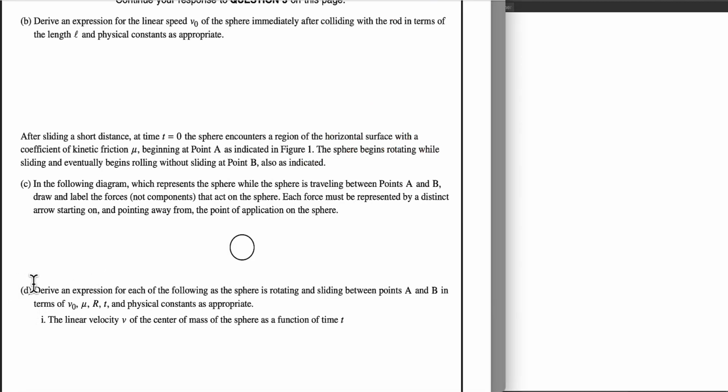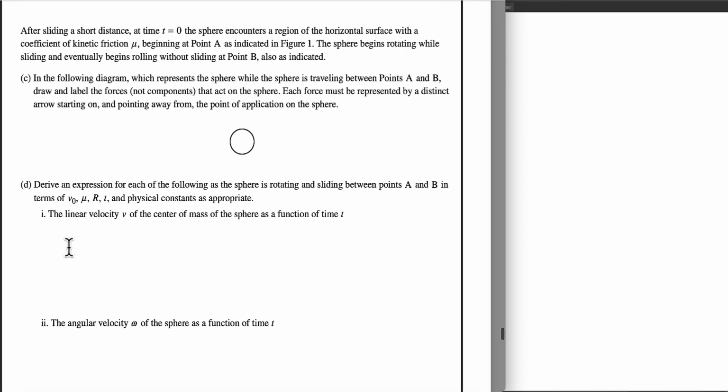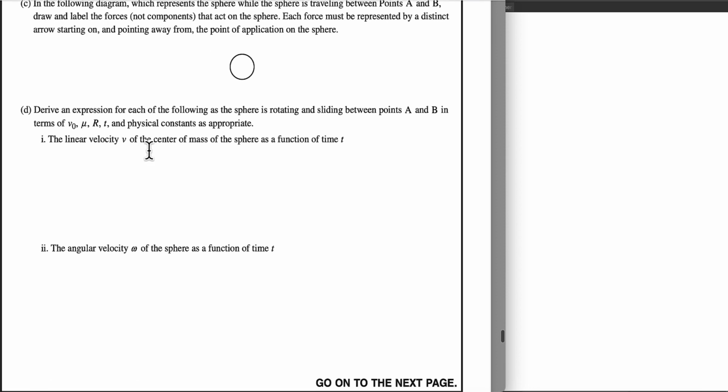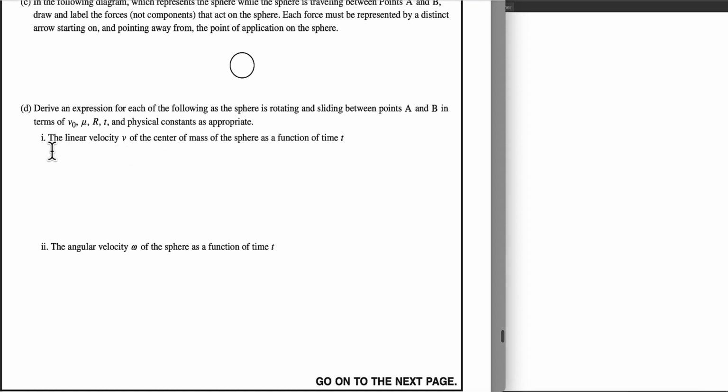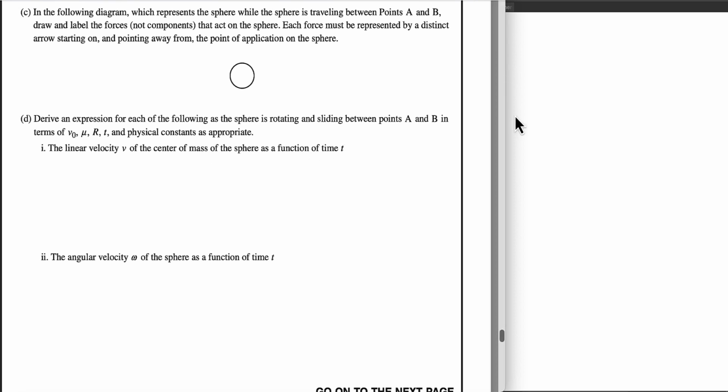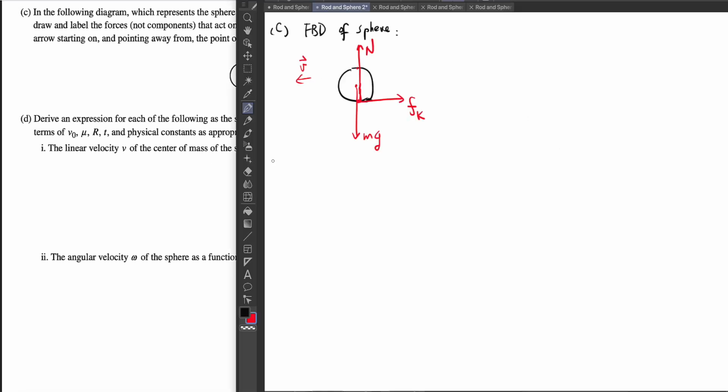Now question D. Derive an expression for each of the following as the sphere is rotating and sliding between A and B, using v naught, mu, R, and t, and physical constants. The linear velocity v of the center of mass of the sphere as a function of time. So now we have the free body diagram, so we can write down Newton's second law.